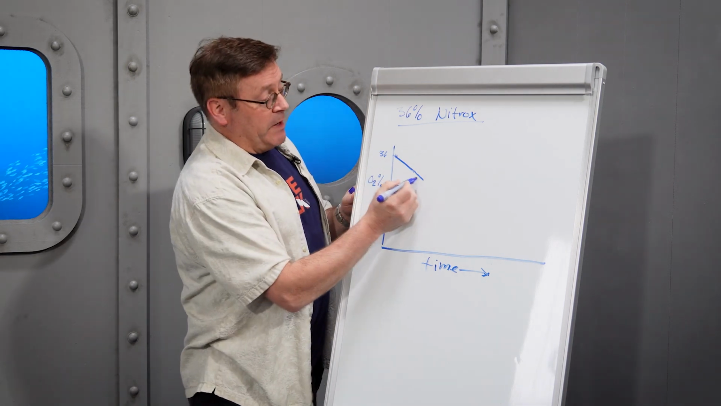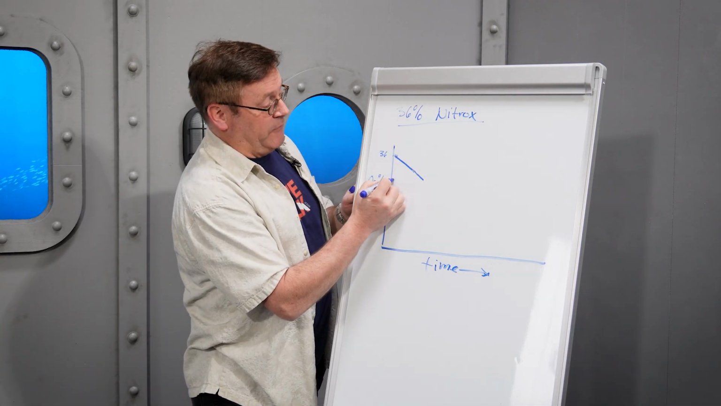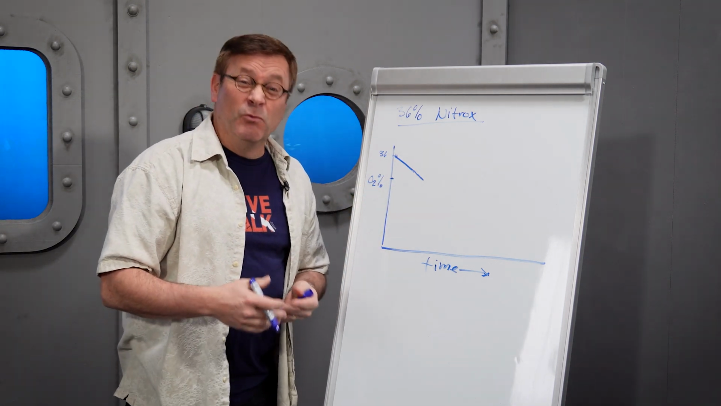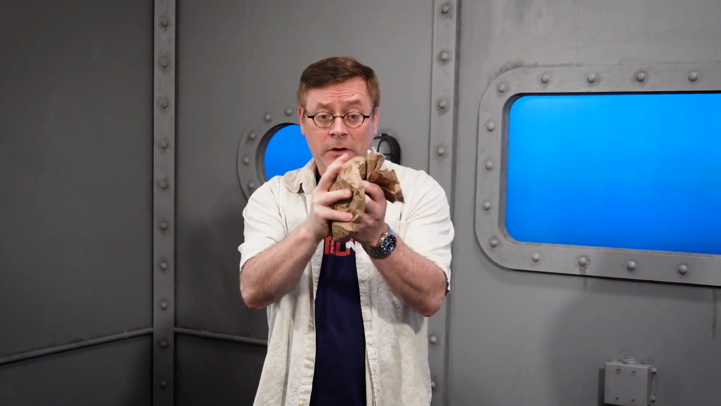At some point, it's going to get to a level that's lower, and we don't really want it to be that low. So once the oxygen level gets a little too low, what we're going to do is get all of the gas out of the rebreather, and refill it with fresh nitrox.